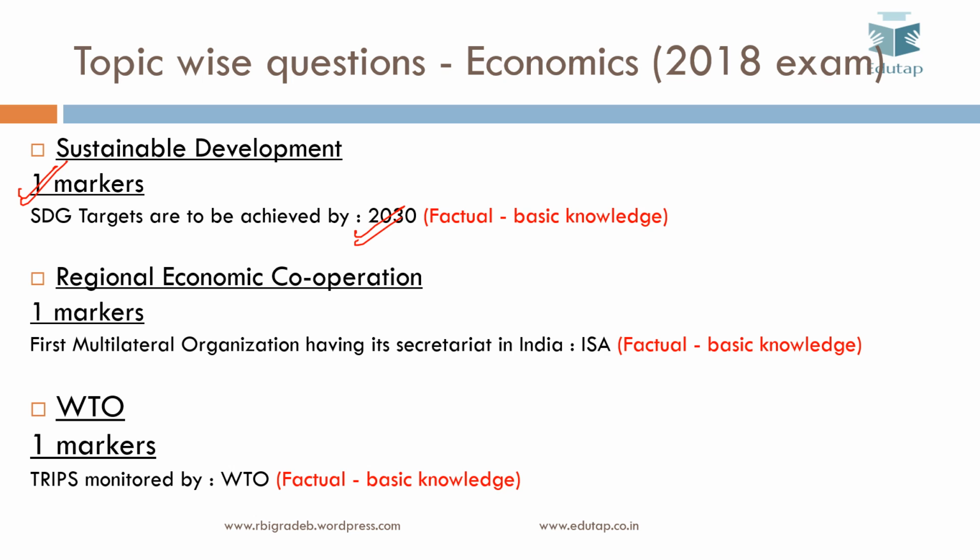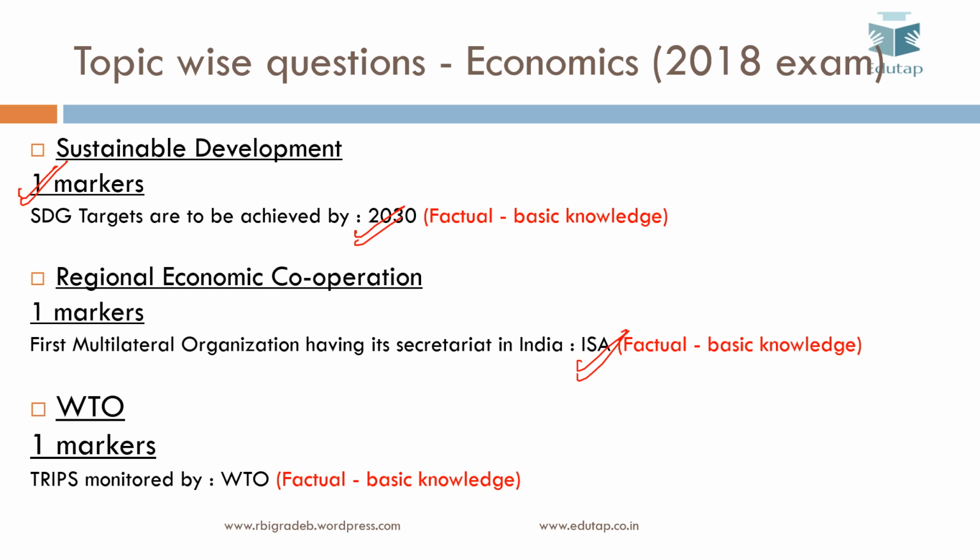Talking about regional economic cooperation, the first multilateral organization having its secretariat in India. Now friends, you can see that these kind of questions are also like your GA questions. So like this particular question on regional economic cooperation is regarding ISA. So there is a very minute chance you may also get this question in GA. So these kind of questions also can be asked in your ESI section.